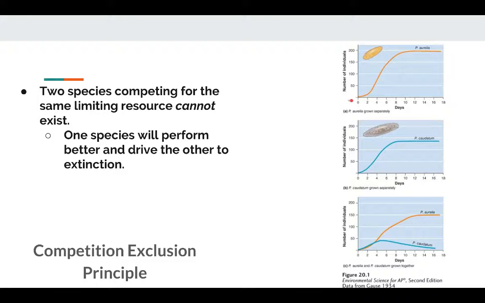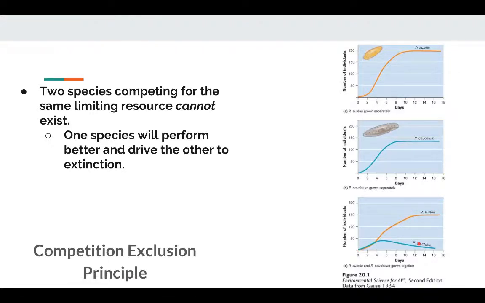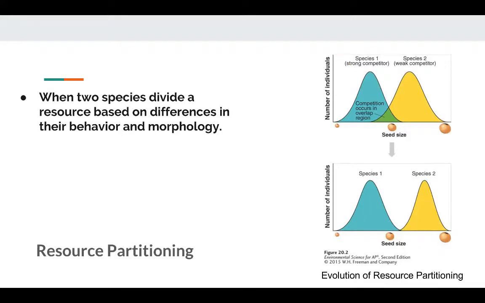Here we have the number of individuals of Aurelia growing exponentially, then reaching carrying capacity and staying at a pretty constant 200 individuals when they're by themselves. The same can be said for the Caudatum paramecium, reaching almost 150 individuals and being successful. But you can see when we grow them together that the Aurelia outcompetes the Caudatum, driving it to extinction. So that's basically the competitive exclusion principle.